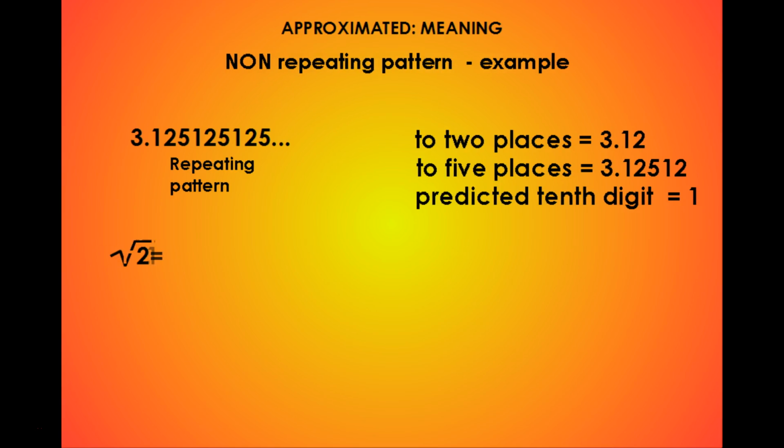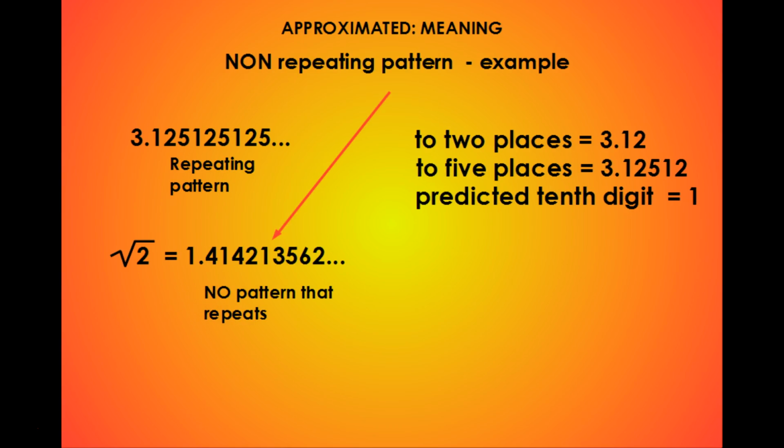Now, an example of a non-repeating pattern, and this one is the value of square root of 2. Now, this is a pattern that doesn't repeat. And that's because it's a special type of number called an irrational number, which has the property that its digits cannot repeat, and that's quite straightforward to prove, and that will be covered in another video, or you can look at Wikipedia for proof of that.